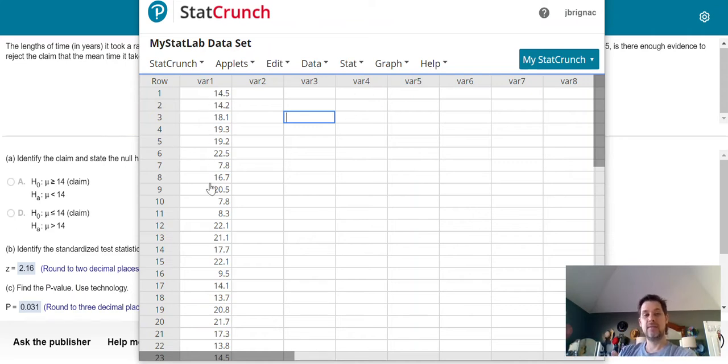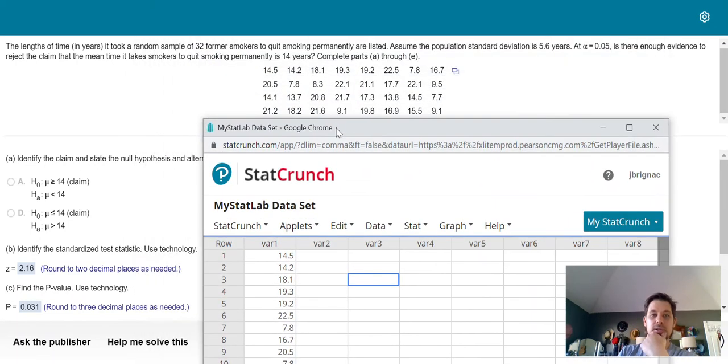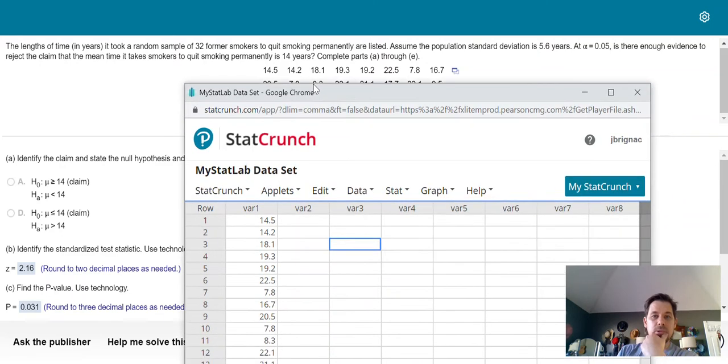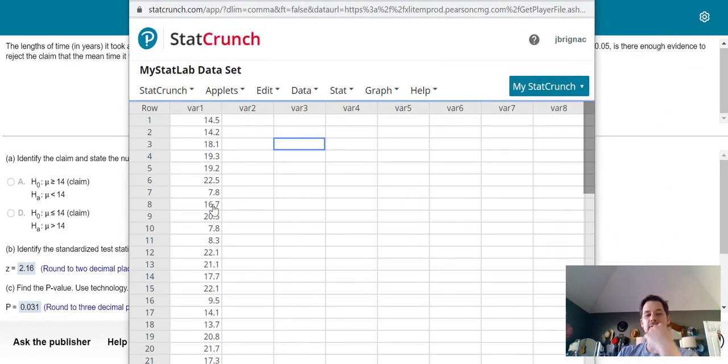So here's the sample, right? This is the length of time it took for these former smokers to quit smoking. And this person, did I read that right? 20 years to quit. Oh, okay. So yeah, this person, it took 20 years, 6 months to quit smoking. That's what it says though.